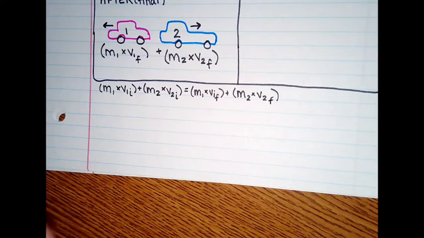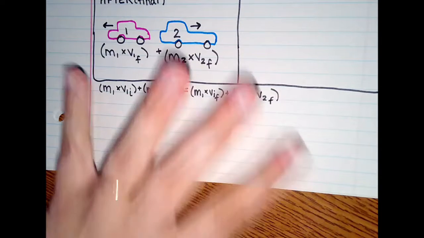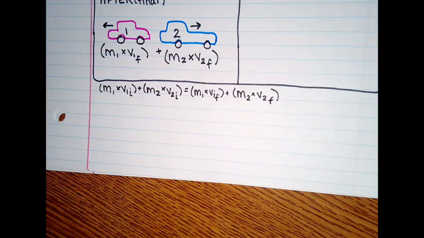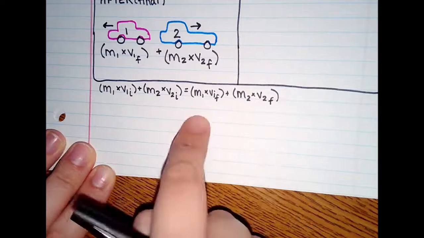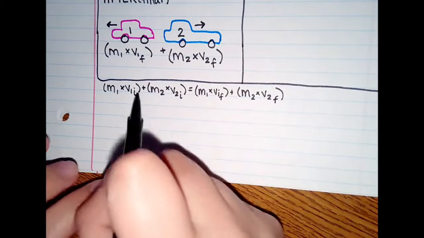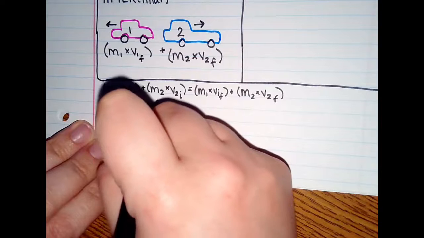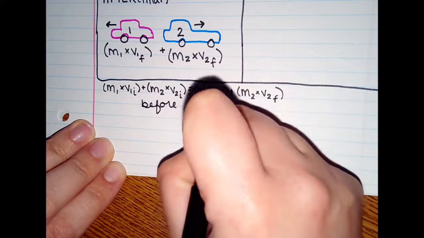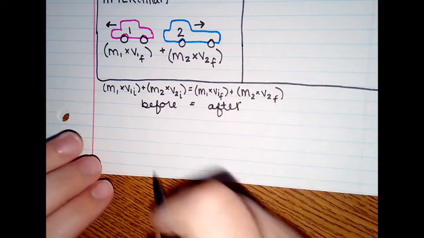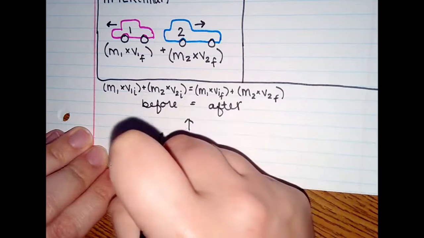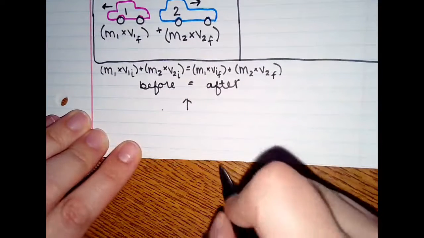Now, we're not going to solve these. We're going to save that if you take physics. But I hope you can see that if you're given information, you can solve and figure out what direction that car was going after and how fast it was going. If you're given information, you can figure out missing parts. Before equals after. And that follows the law of conservation of momentum.